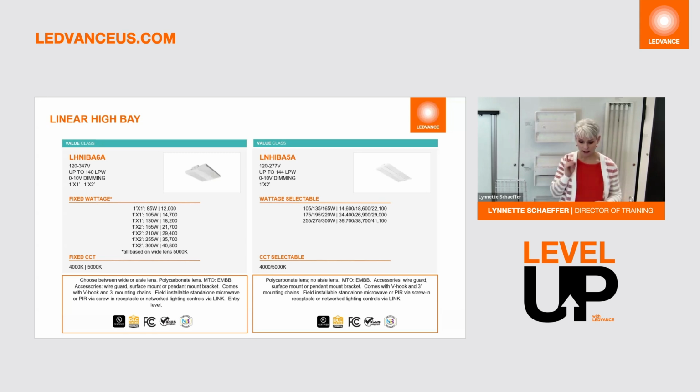Also, what's really cool about these is they are controls ready, which means you can easily add controls to the luminaire without having to do any extra wiring. Basically, it comes with this little cover right here for this receptacle. All you have to do is unscrew it, and then you can easily take either your standalone microwave or PIR control solution and just screw it in.